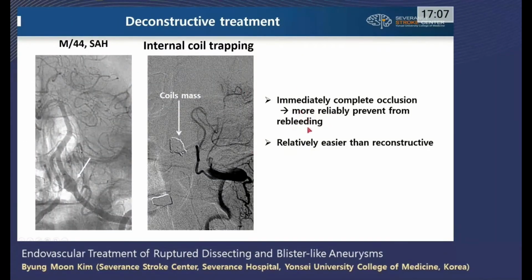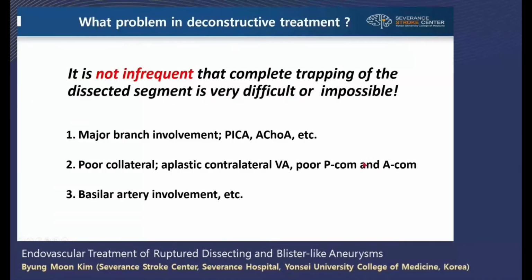This is an example. This ruptured dissecting aneurysm was treated with internal coil trapping. This is a coil mass. This type of internal coil trapping usually gives immediate complete occlusion and reliably prevents rebleeding. Furthermore, it is usually relatively easier than reconstructive treatment.